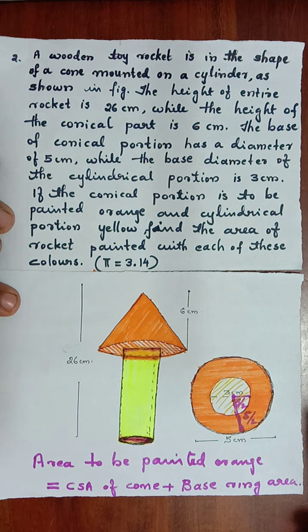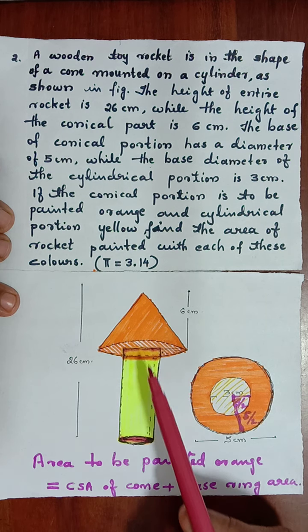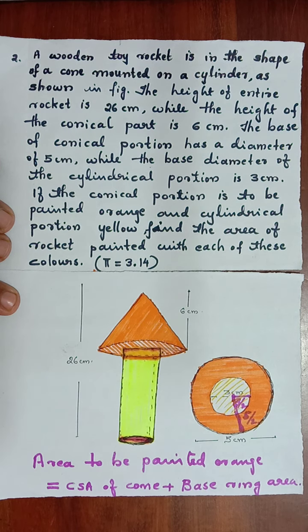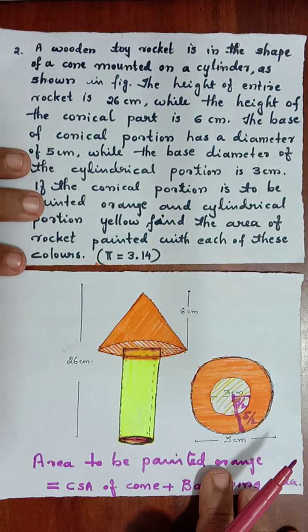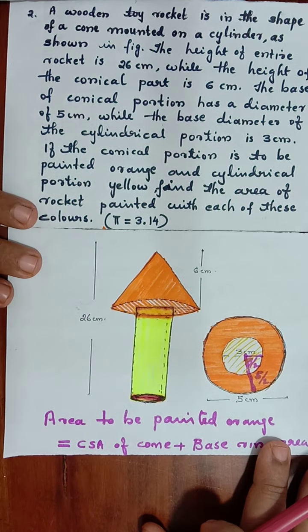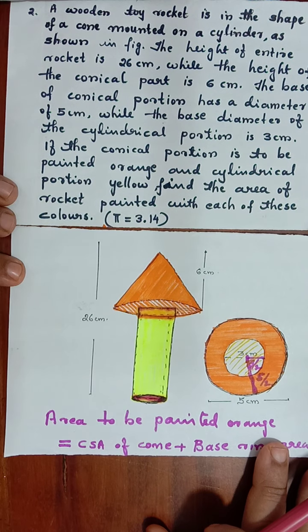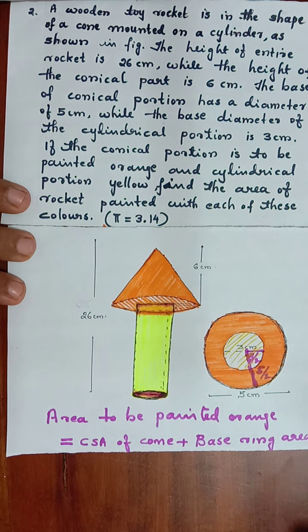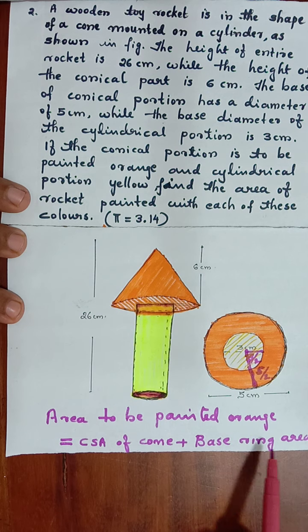If the conical portion is to be painted orange, and the cylindrical portion yellow, find the area of the rocket painted with both of these colors. Pi is equal to 3.14. Whatever pi value is given, we have to utilize. In the figure you might have understood. First we have to find out what is the area to be painted orange. What is the area to be painted orange?